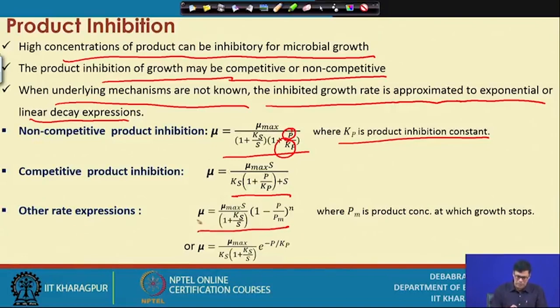And in the case of the other, linearized expression, we can have mu equal to mu max S over Ks plus S, times 1 minus P over Pm to the power n. Pm is the maximum product concentration at which growth stops, that is, at the maximum concentration no growth takes place. This can be modified in this form. So we have three different types of models, and these different equations can be used to describe product inhibition.